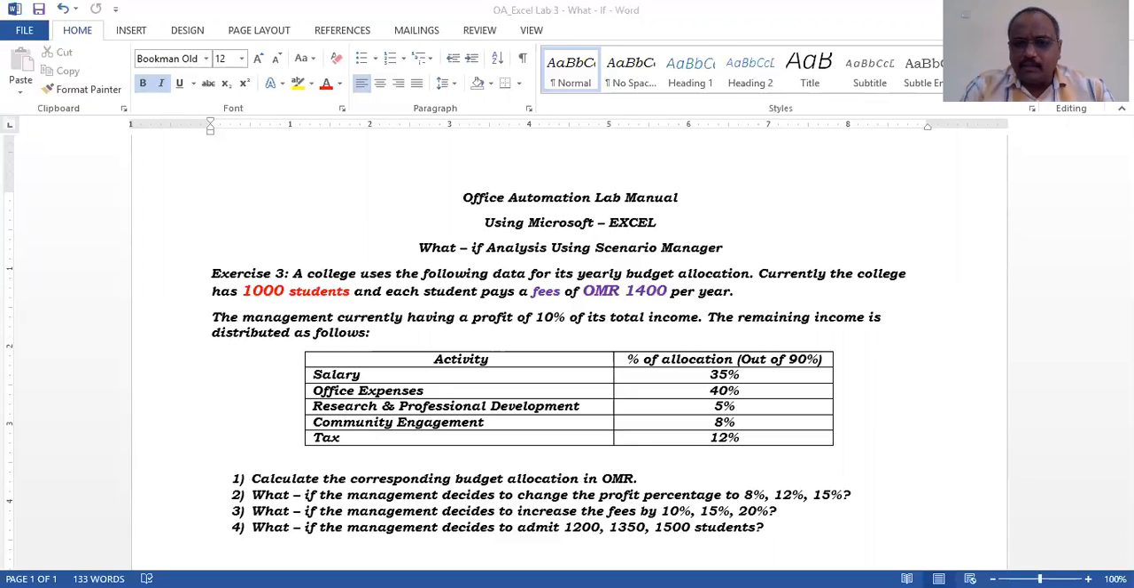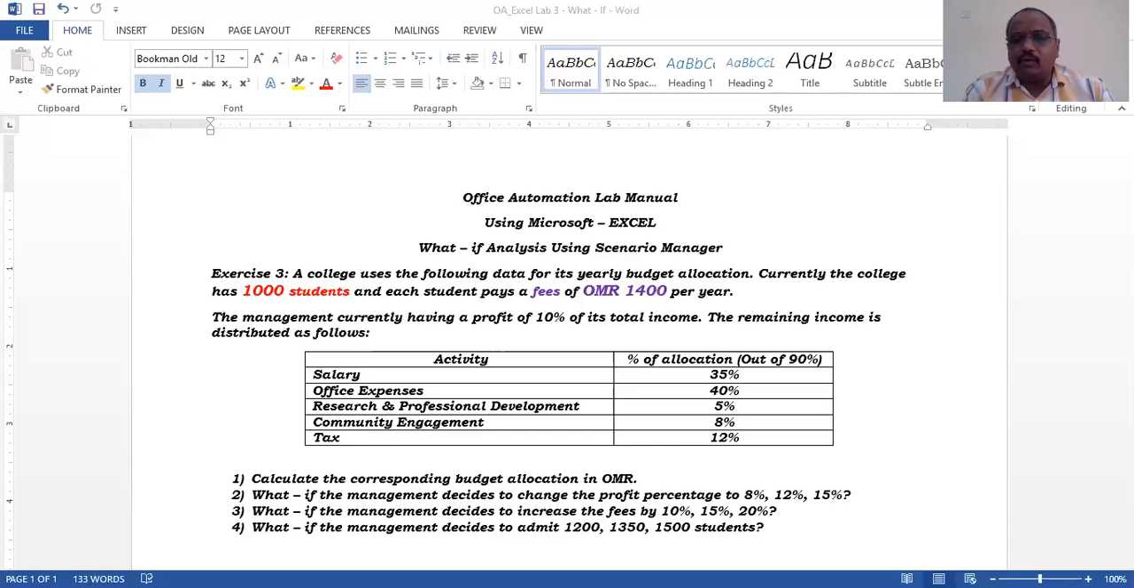Salary, they are going to pay 35% of the income. Office expenses 40%, research and professional development 5%, community engagement 8%, tax 12%. Now we are going to calculate the corresponding budget allocation in Omani Riyal because they have given it in percentage out of 90%. Instead of percentage, we are going to find the values in Omani Riyal.